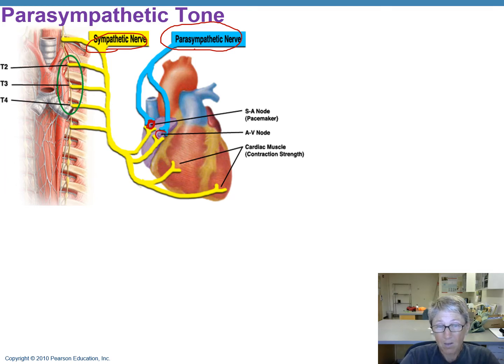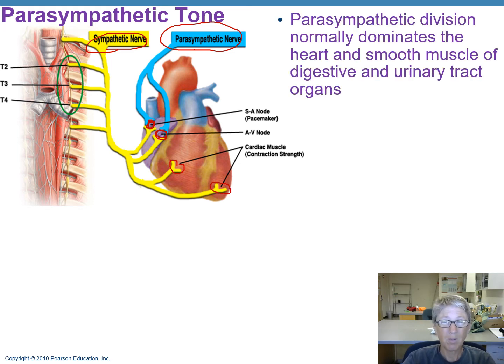They both innervate the AV node. You'll learn all about this in 202, but the signal initiated in the SA node has to travel through the AV node before it gets to the ventricles and the myocardium that allow for the strength of a contraction. The sympathetic nervous system innervates the cardiac muscle that allows for contraction strength. Parasympathetic does not. So parasympathetic normally dominates the heart and also the smooth muscle cells in the digestive tract and the urinary tract, for example, the bladder.